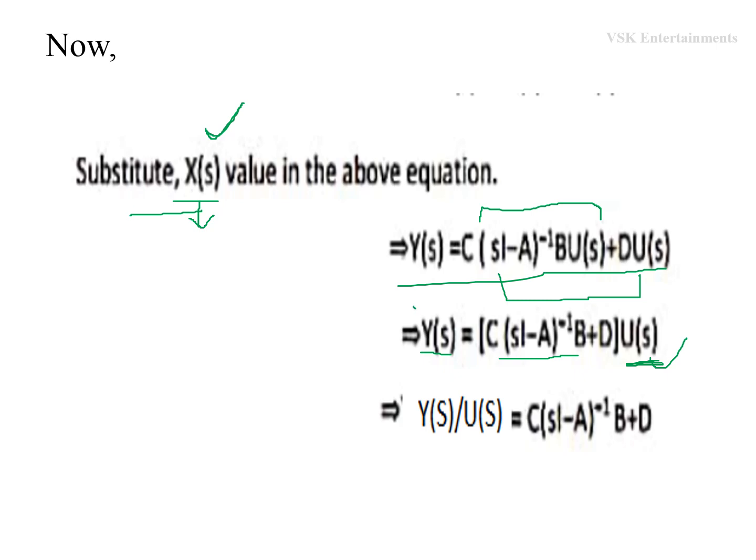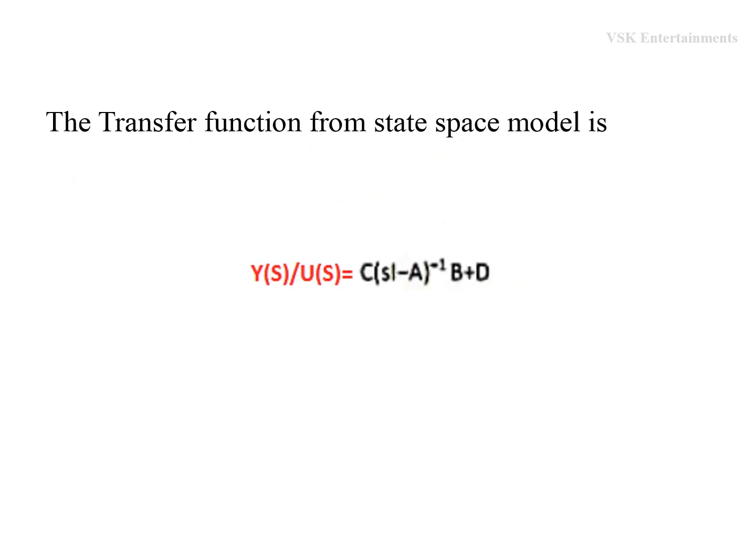In this, we know y of s is the Laplace transform of the output, and e of s is the Laplace transform of the input, and we know the transfer function is nothing but the ratio of the Laplace transform of output to the Laplace transform of input. That is, y of s by e of s is equal to C into (sI minus A) whole inverse B plus D. And this is the expression for the transfer function for a given state model. Therefore, the transfer function from the state model is given as y of s by e of s is equal to C into (sI minus A) whole inverse B plus D.